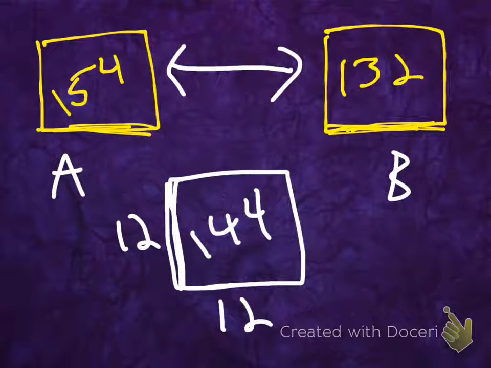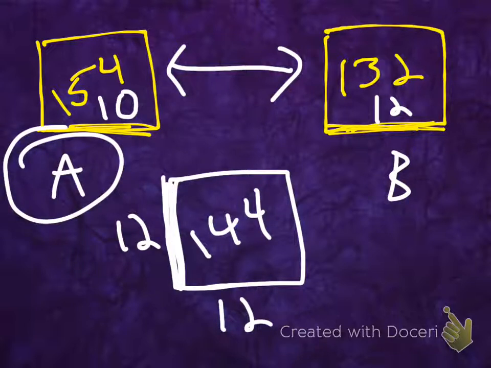Alright, how far away is B from 144? 12 away. How far is 154 from 144? 10. So which one is closest to the ideal square? A. A is closer. 154 is going to give us a closer estimate to 12 inches. Alright.